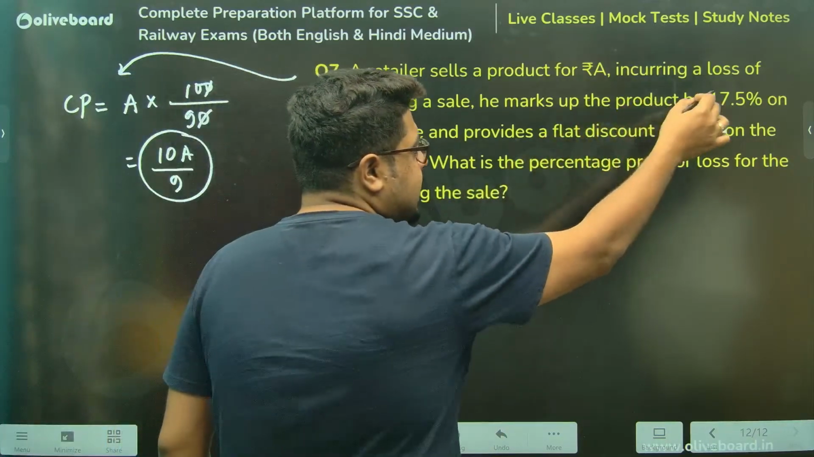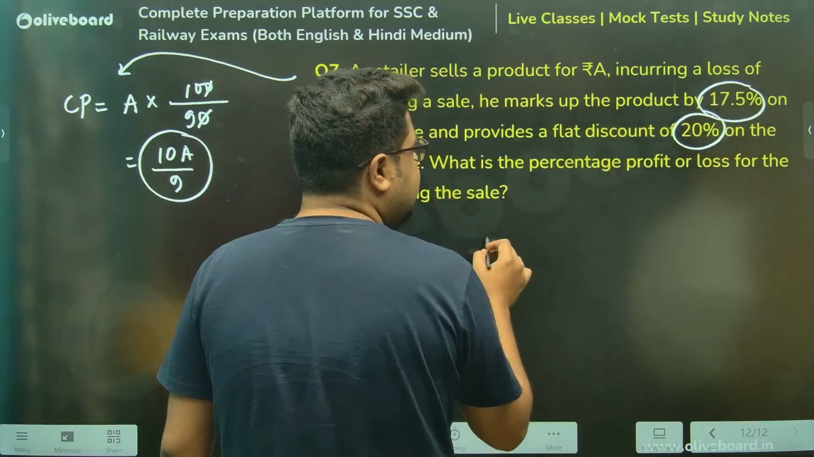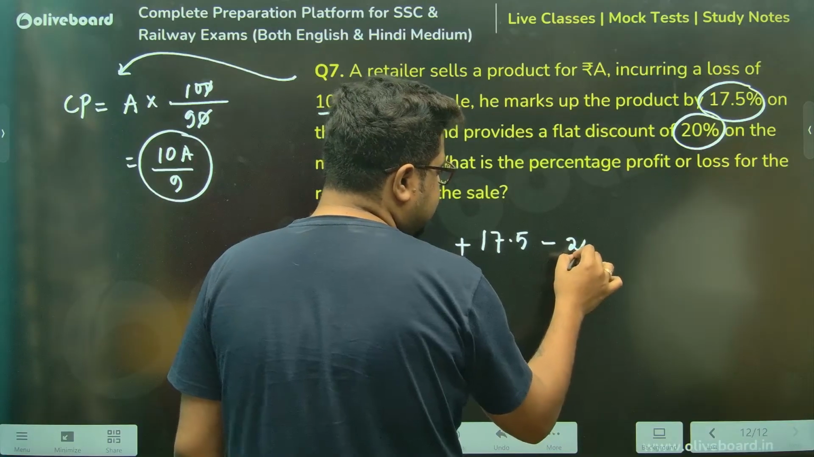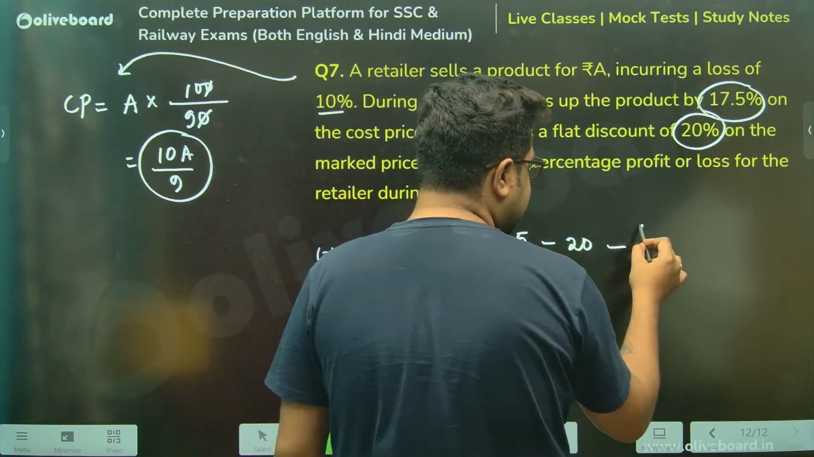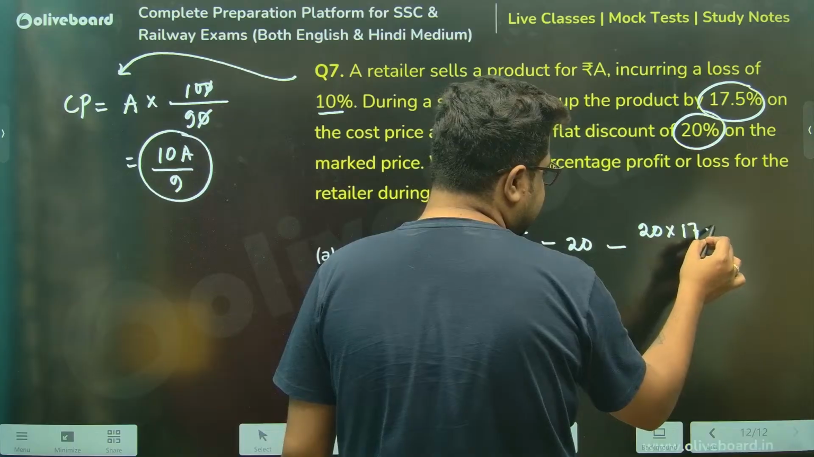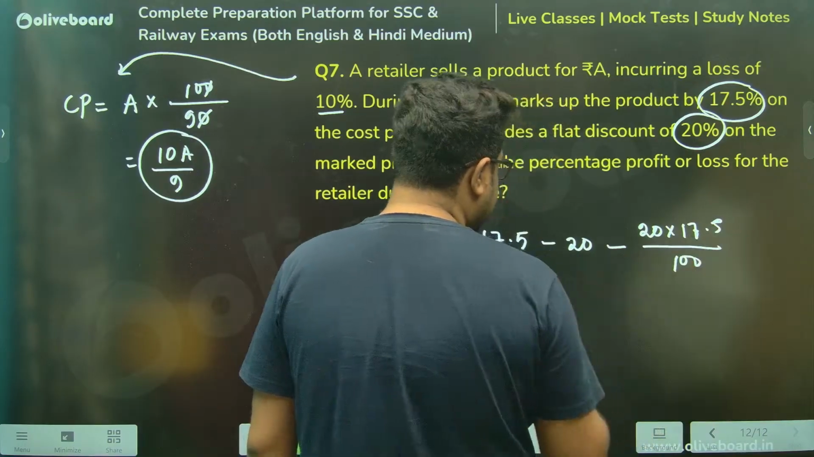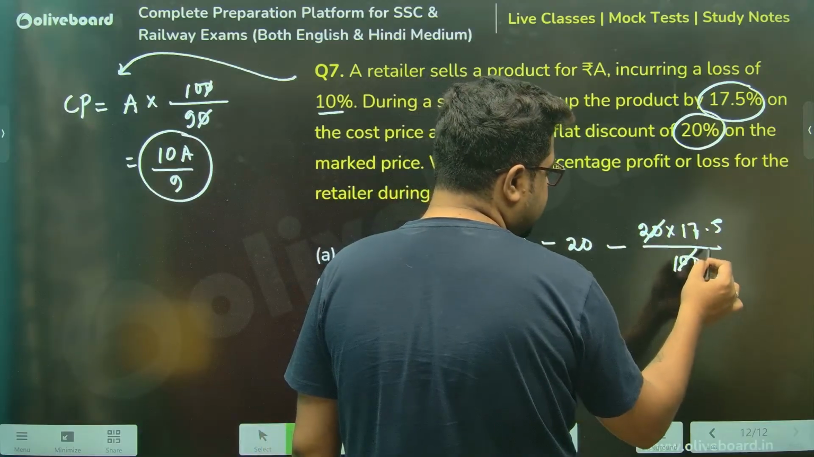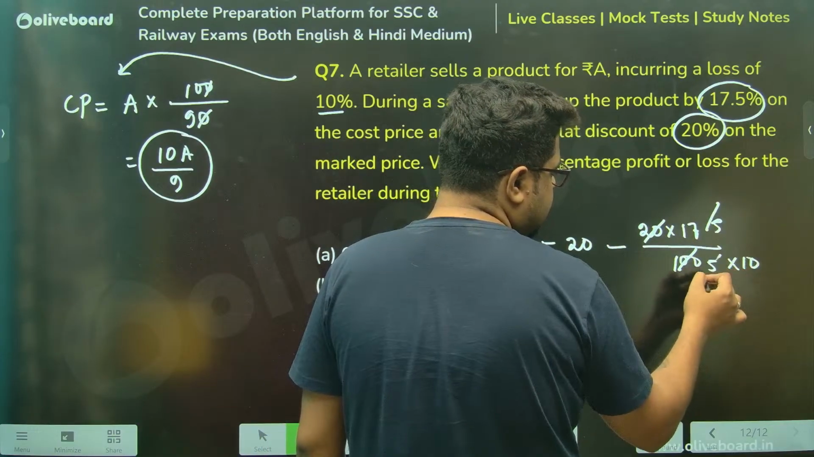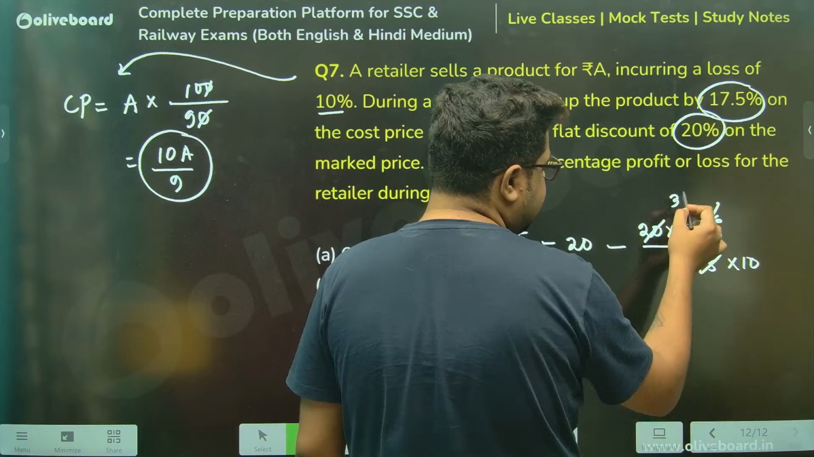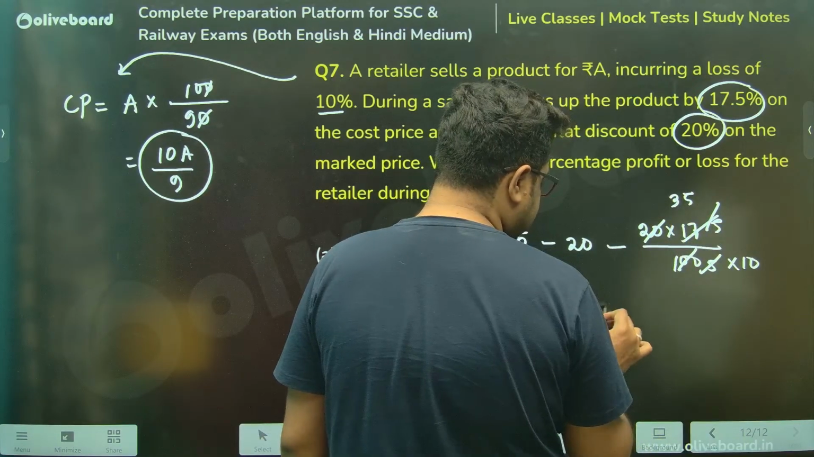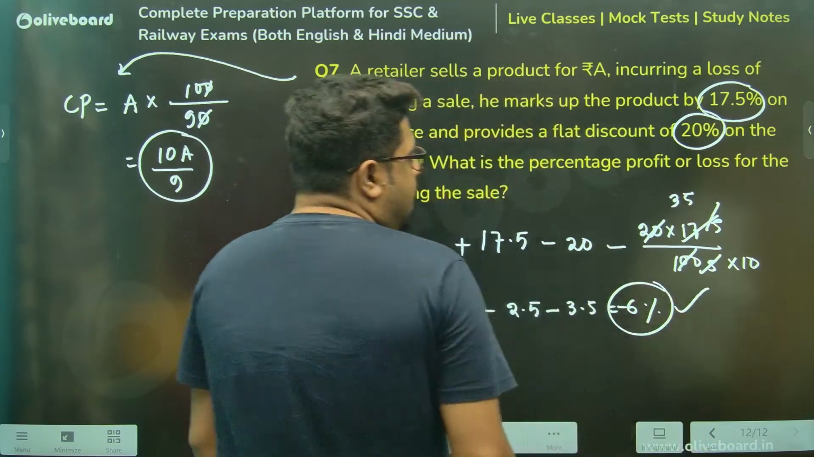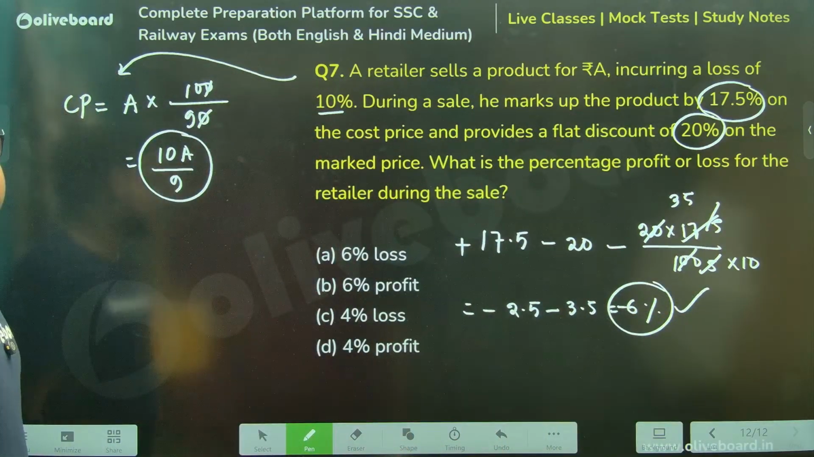Now, they are marking up by 17.5%. So this is plus I take, and discount of 20 meaning minus 20. Plus into minus is minus 20 into 17.5 by 100. So we can do it like this. Minus 2.5 here, and this will be 5. 5 threes are 15, 5 fives are this. So this will be minus 3.5. 3 to 6%, sir. Minus 6% we are getting.